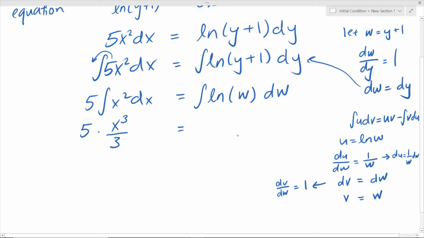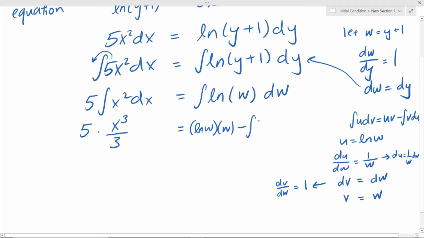And now we just have to substitute this in, so we have u times v, right? u times v, so u, what's our u? u in this case is ln w, times v, our v is w, so we just multiply by w, substitute that in, and subtract the integral of v, right?